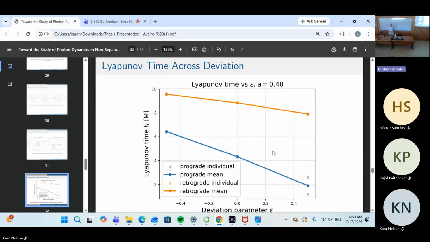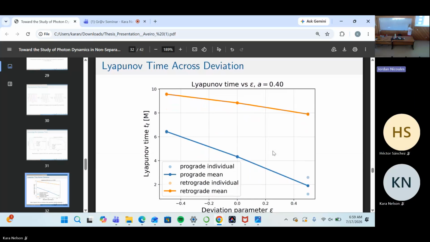So again, preliminary results, but we tested a couple critical trajectories. I don't want to make any declarative statements here, but we're starting to see at least a trend with the epsilon parameter, the deviation parameter, in the time. So we're starting to see some kind of change happening for both prograde and retrograde.